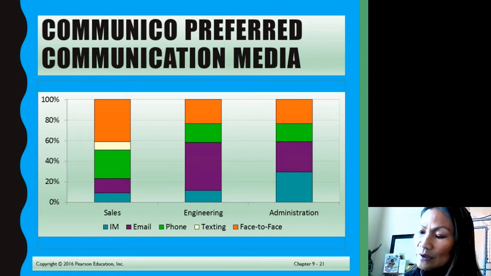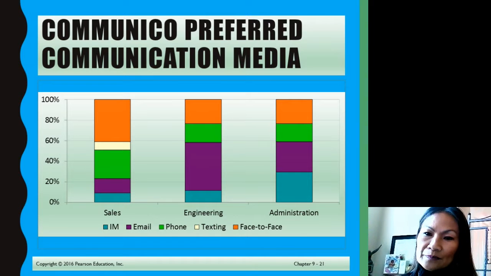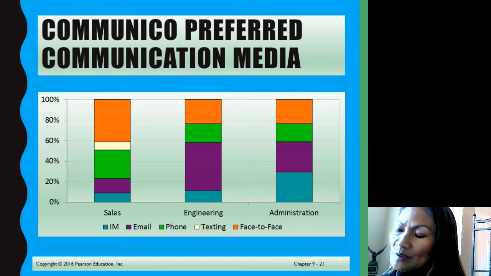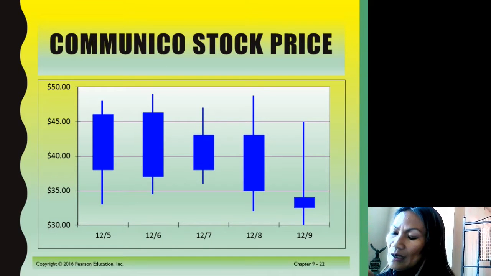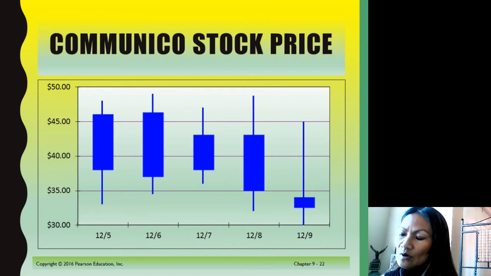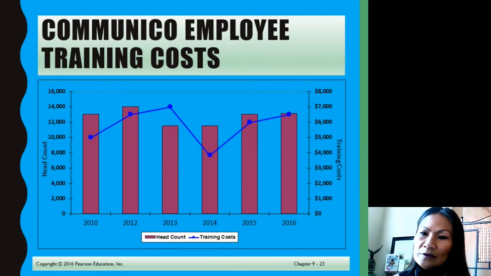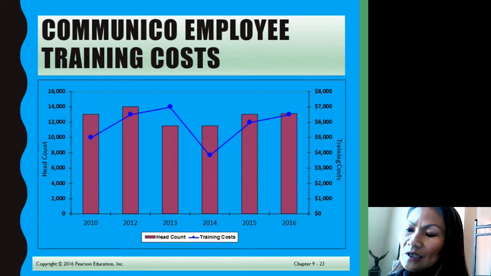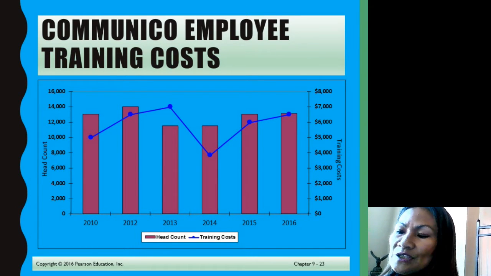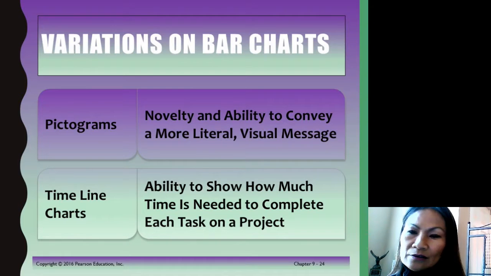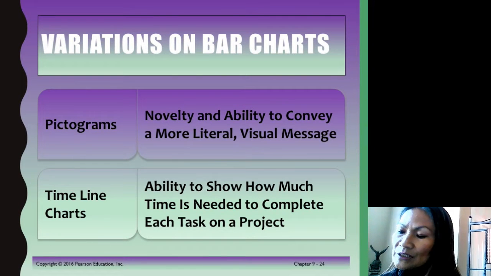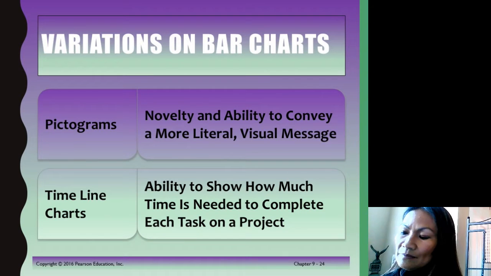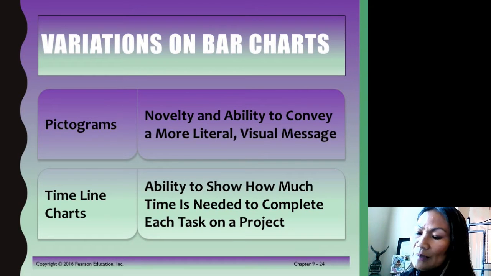And this one is also a bar chart, which can be of various forms. It shows the segmentation, and this one illustrates the deviations of Kamenico stock price. This one is another bar chart that represents combinations of Kamenico employee training costs. This one shows a variation on bar charts. It portrays data as symbols instead of words or numbers and is known as a pictogram. And you can use a type of time line chart known as a Gantt chart.